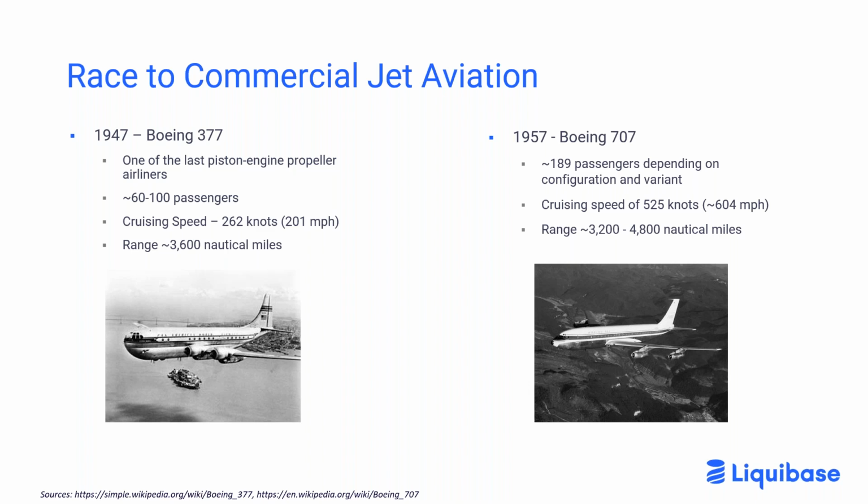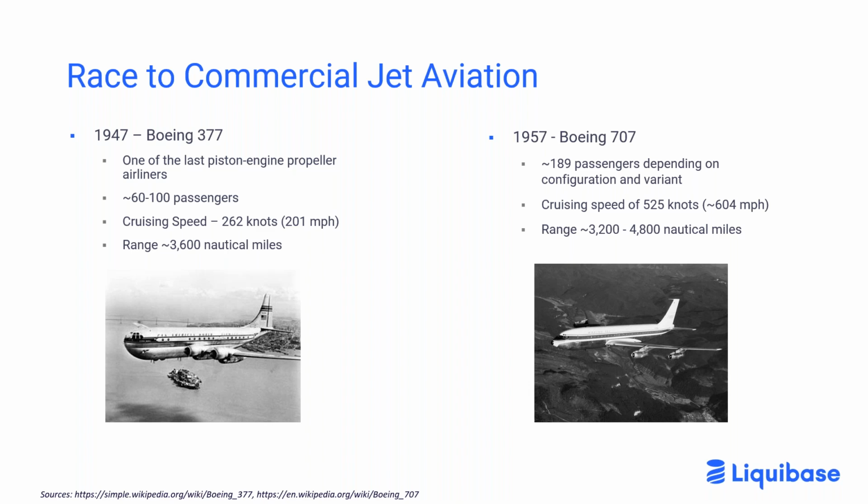But there was a race on because we knew jet aviation was coming, and there was a whole bunch of companies trying to create the first commercially successful jet airliner. And Boeing succeeded in 1957 with the 707. It's bigger, carries more people, and runs about 600 miles an hour. It's about 3 times faster than the plane from just 10 years before.